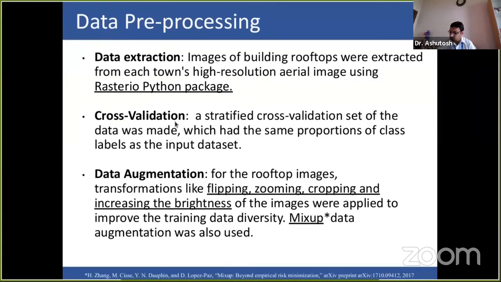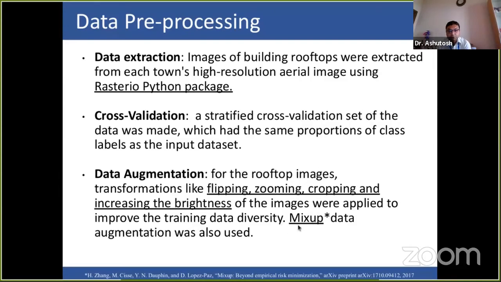As we saw in the previous slides, the data set was not balanced. So we made a stratified cross-validation set of the data set, which had the same proportion of class labels as the input data set. The third step was data augmentation. We performed transformations like flipping, zooming, cropping, and increasing the brightness of the rooftop images. And this was done to improve the training data diversity.